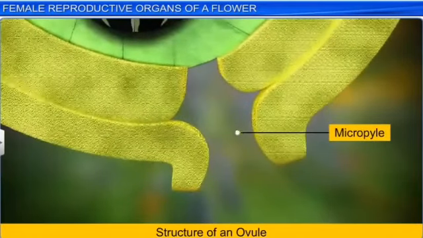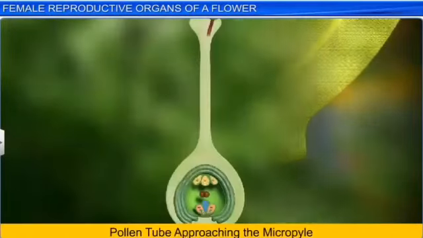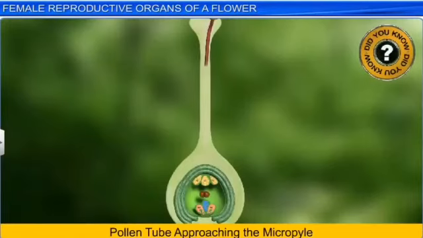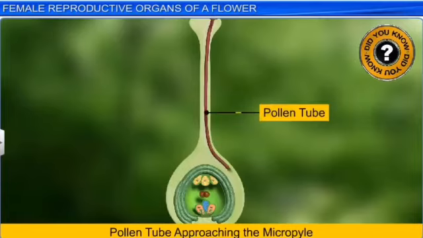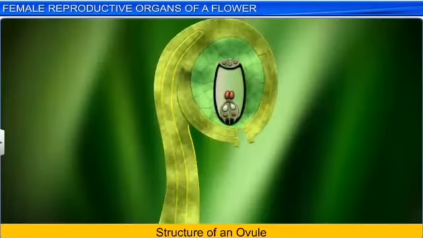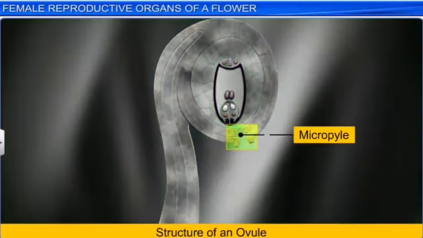So except at the tip where a small opening is there, the micropyle, the integuments are there throughout the entire structure. This pollen tube will be traveling through the style, it will be going further, and through the micropyle it will be entering inside the ovule.